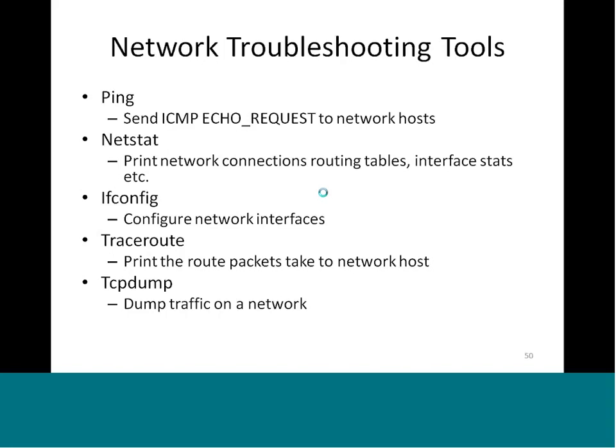The network connections prints out the nearest neighbors who are connected and how they are connected, and also the interface stats, like what kind of ports are open, which ports can be used for communication, things like that.